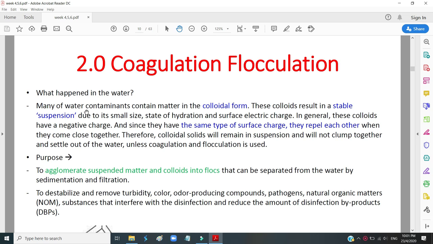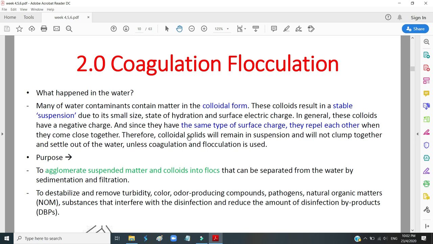Firstly, many water contaminants contain matter in the colloidal form. These colloids result in a stable suspension due to their small size, state of hydration, and surface electric charge. In general, colloids have a negative charge, and since they have the same type of surface charge, they repel each other when they come close together.